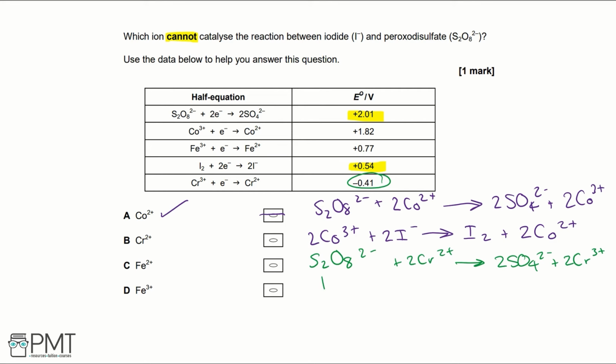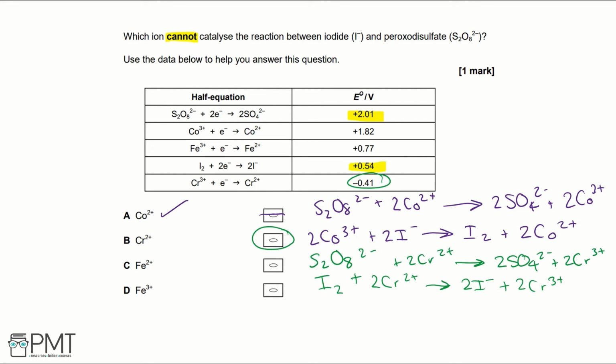So that means that the iodine equation will stay the same, and we'll start with I2, and the chromium half equation will flip. So then we get 2Cr2+, and that's going to produce 2I- plus 2Cr3+. So this hasn't catalyzed the reaction with iodide ions. So B could be a potential answer. Therefore, we need to continue and double check that B is our answer.